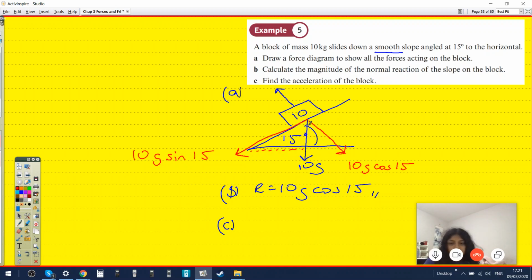And so this 10g straight down, you can split it into two components, parallel and perpendicular. This one being 10g cos 15, this one being 10g sine 15. My diagram's not the best. Okay, so it's going down 10g sine 15.